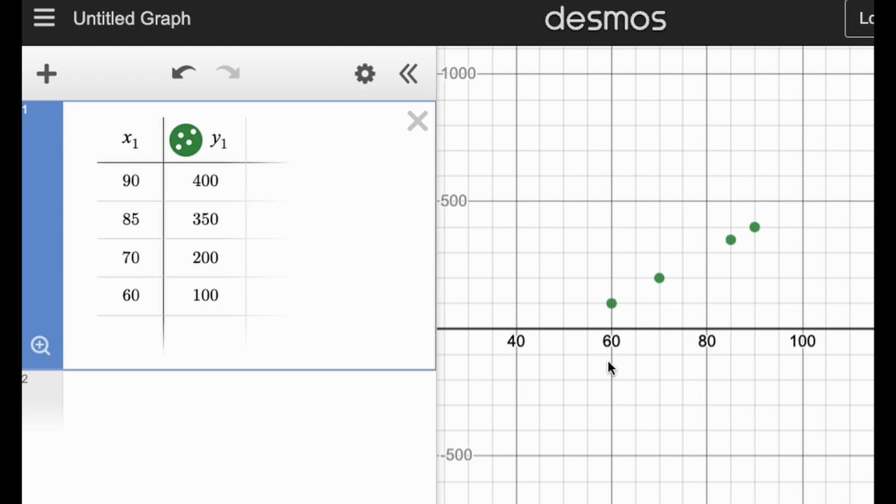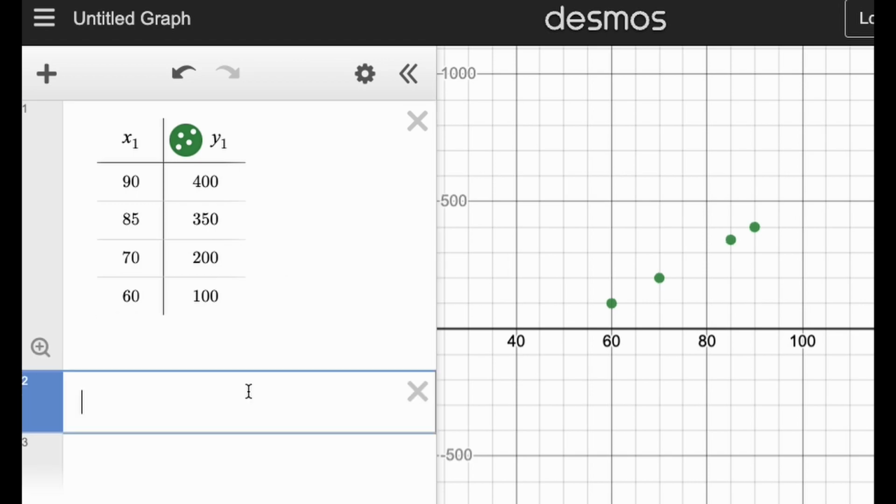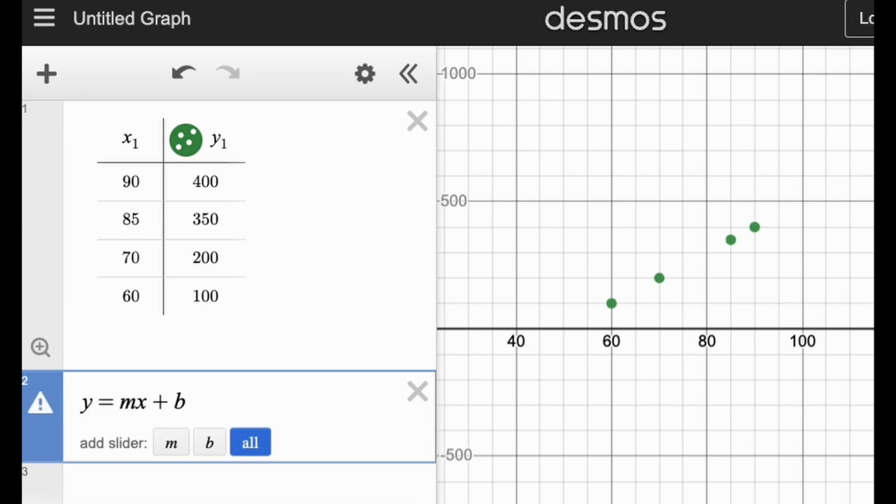Okay, so there's my data. And I'm going to do now what's called linear regression. Doing regression is made very easy in Desmos. Type in a line equation, but you can't type it in just like y equals mx plus b. This is the most common point of confusion that people run into. They're not sure why it's not working.